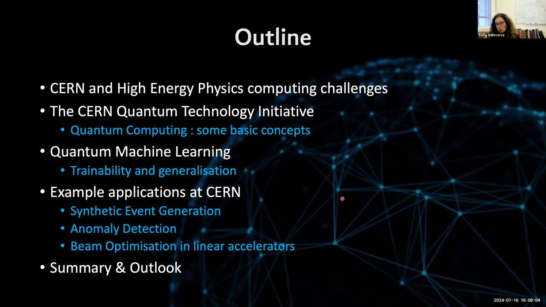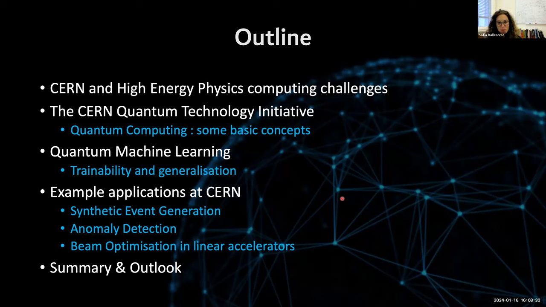So I will explain to you what we are doing at CERN. I also have two slides in which I discuss some basic concepts of quantum computing. That is absolutely not enough to understand how quantum computing works and what all of the challenges related to building algorithms that can run on quantum hardware are. But I also have a list of resources, if you are interested, that you can look into to know more.